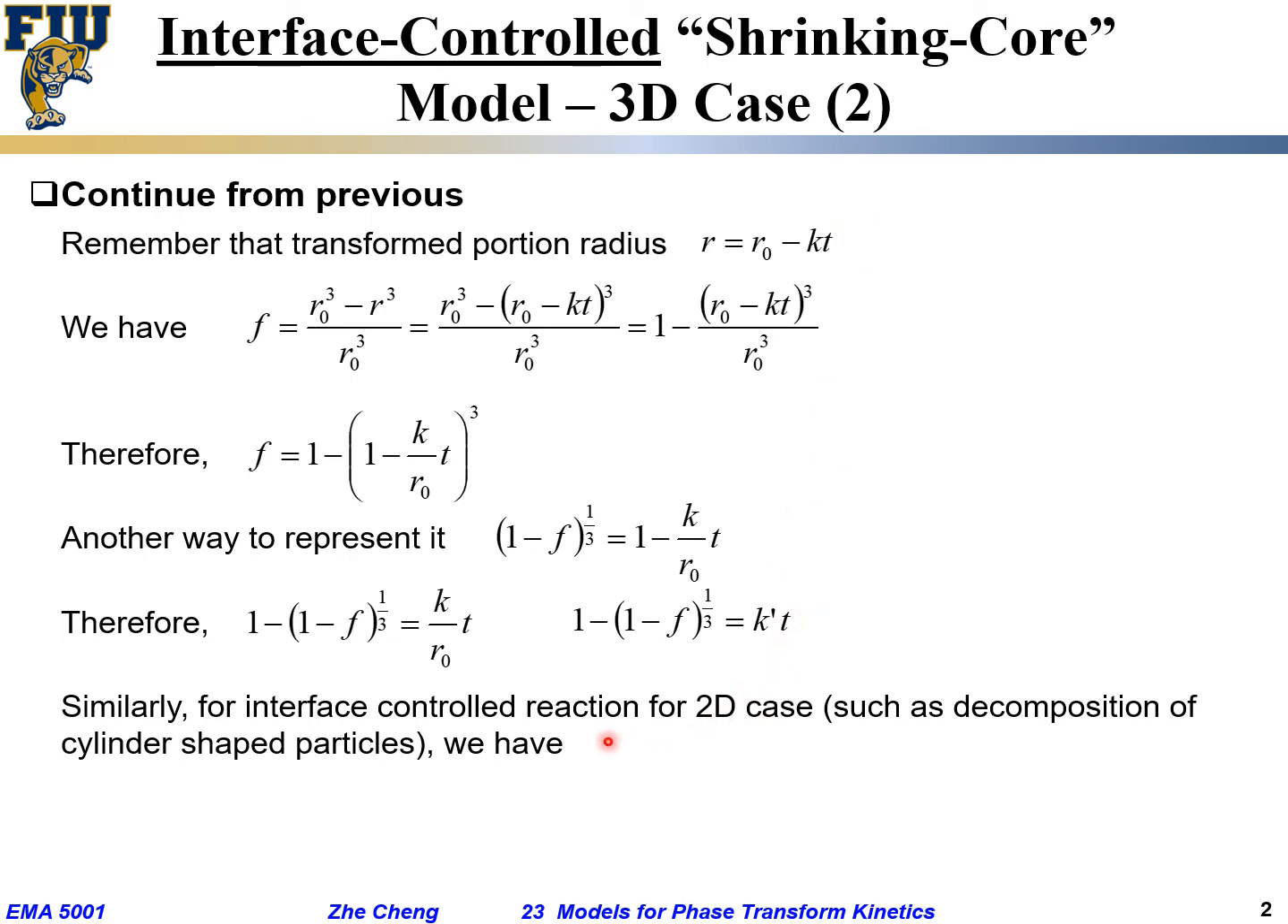If we are dealing with interface control for the two-dimensional case, such as the decomposition of a cylindrical-shaped particle, then instead of all these powers of 3, we would have a power of 2, and the overall reaction would be written similarly as 1 minus bracket 1 minus fractional conversion to the power of half equals k over R0 t. Okay, so this would be the so-called interface-controlled shrinking core model.